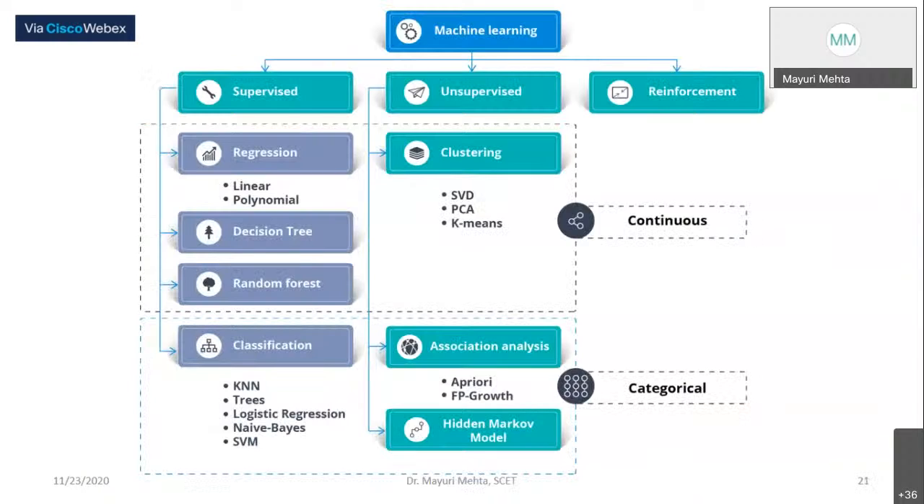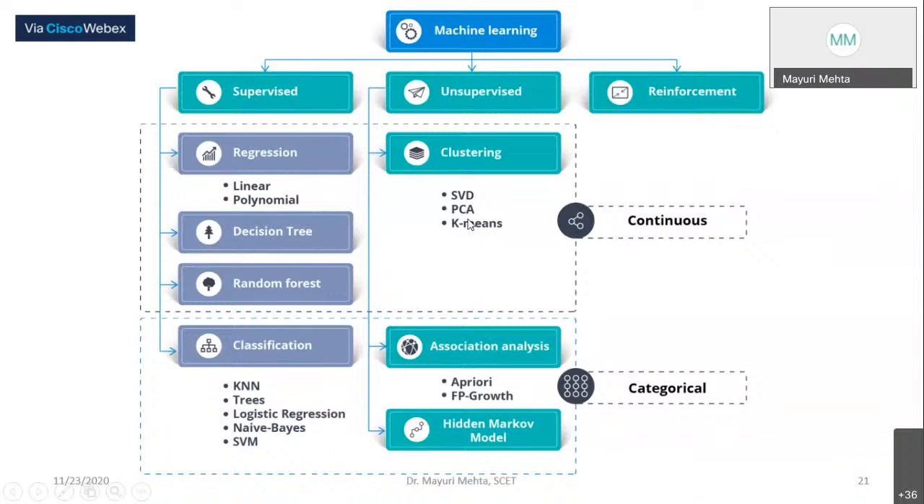Okay. Now, these are the different types of algorithms available in each category. In the supervised category, we have regression algorithms, decision tree algorithms, and random forest classification algorithms. These are different classification algorithms, right? Similarly, in unsupervised, we have clustering, association analysis, and hidden Markov model, right? So these are the different algorithms available in the different machine learning categories, right?